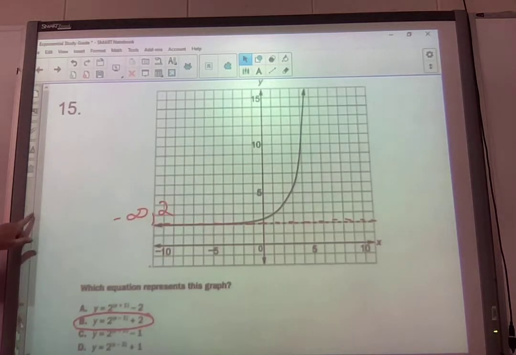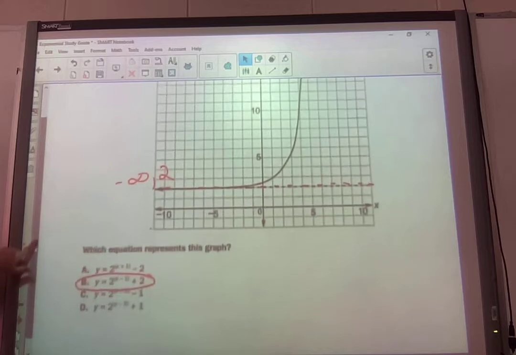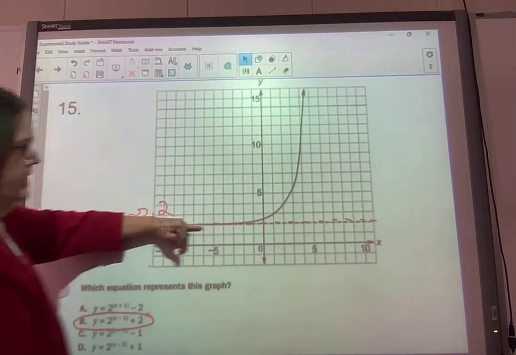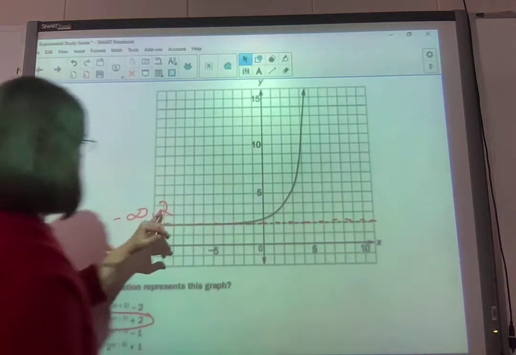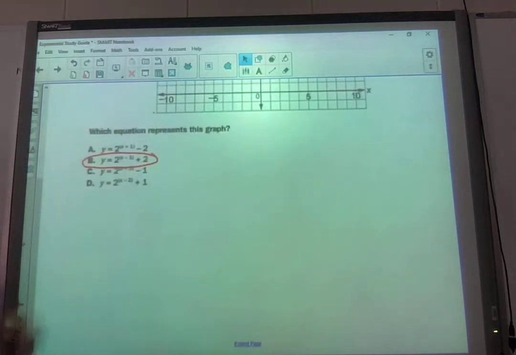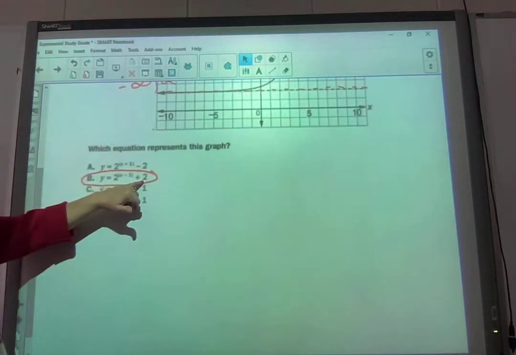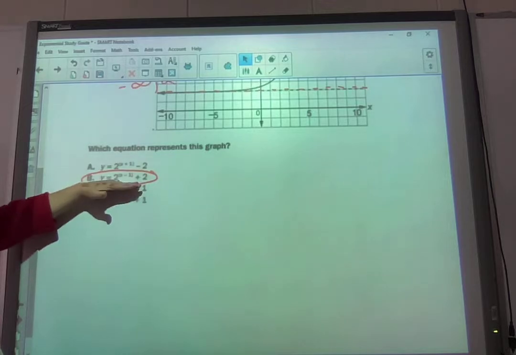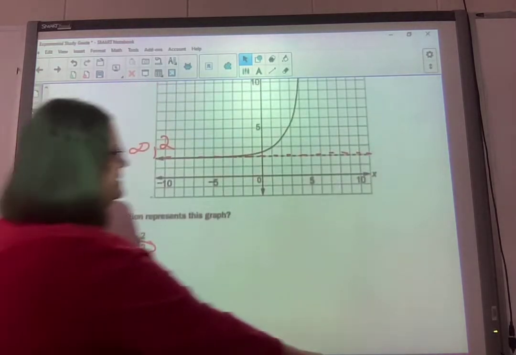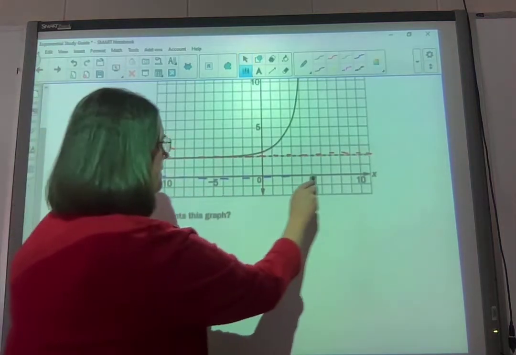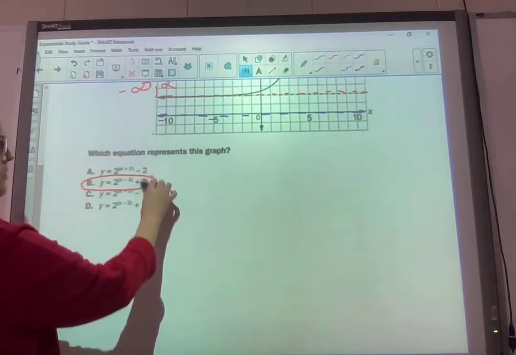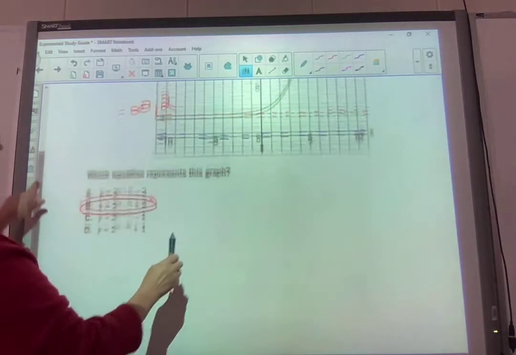All right, which equation represents this graph? And you notice that I showed you this end here. Here is the asymptote. You have an asymptote at 2. So only one of these has an asymptote at 2. It's this one right here that's got a plus 2 on the end. It took 2 to the x and raised it up 2. The original asymptote of 2 to the x is down here. This number on the end is your vertical shift. This graph's been shifted up 2.